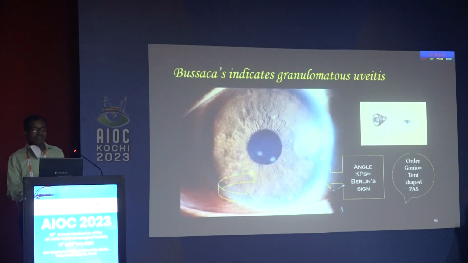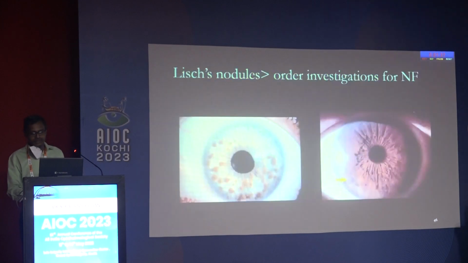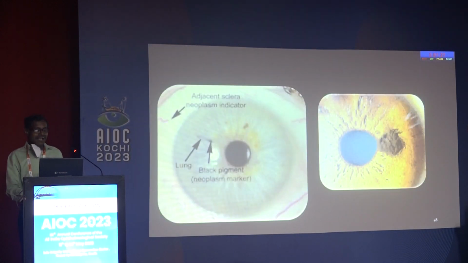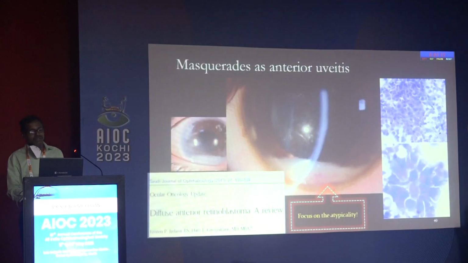Busacca and angle KPs are very important, looking for TB and sarcoidosis, which is called the Berlin sign. And of course, not to miss neurofibromatosis causing Lisch nodules. Brushfield spots and Down syndrome, don't keep treating as uveitis. And even in masquerade, there could be a sentinel vessel adjacent to the limbus, as well as hyperpigmentation. All these subtle markers are helpful in reaching a specific diagnosis.